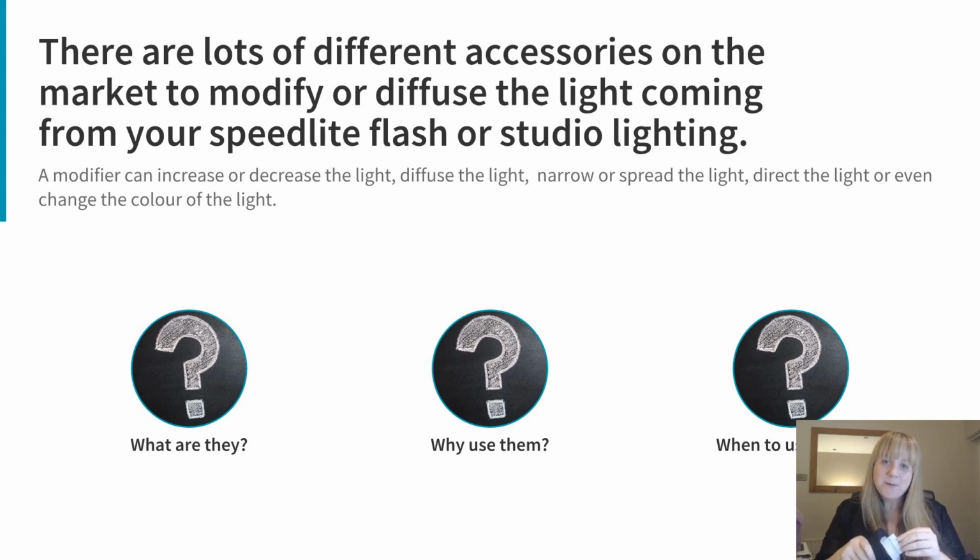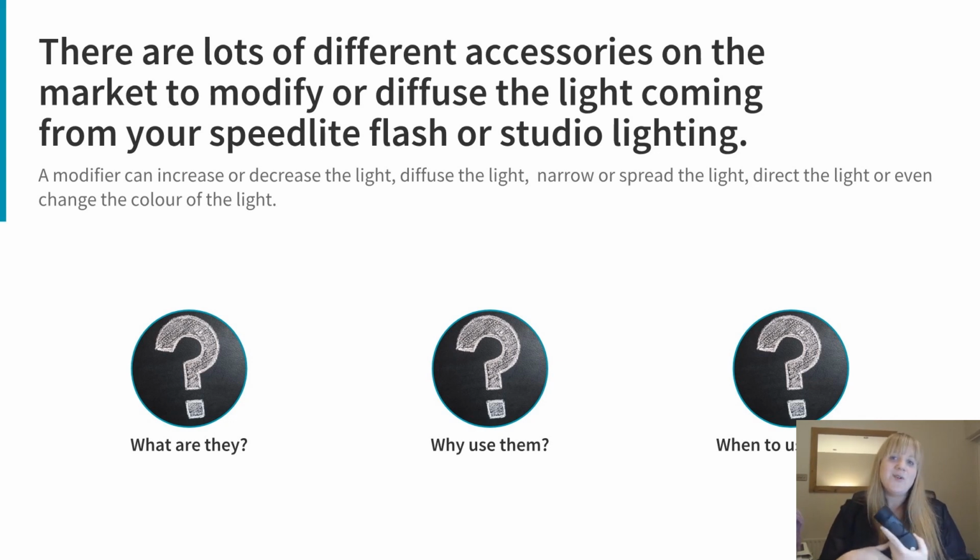So the next step up from that, which is one that a lot of people have, is a plastic diffusion dome that sits directly over your speed light. It's quite snug usually. You don't get them that large in size. And they work a little bit better in that there's a little bit more room for the light to diffuse within that plastic dome, and then it's diffused out.